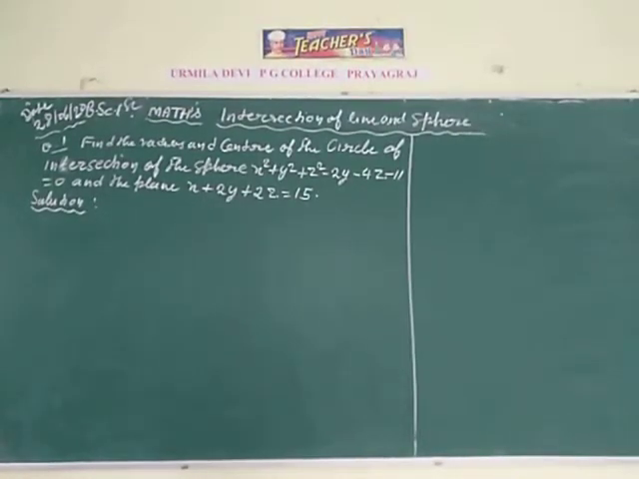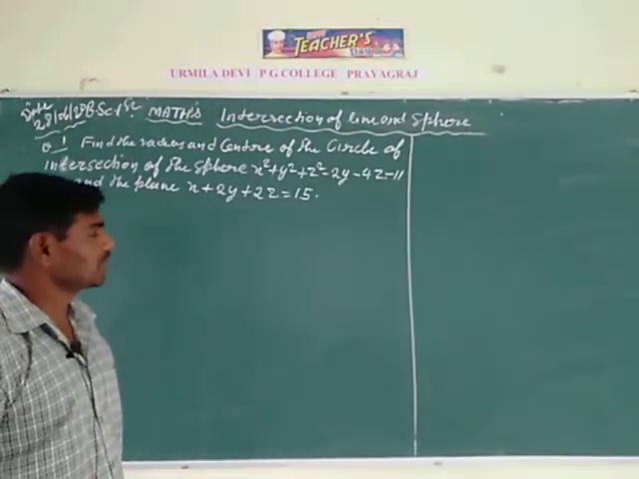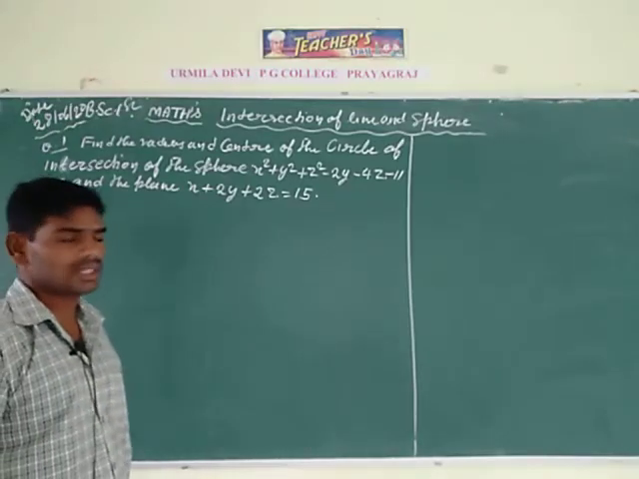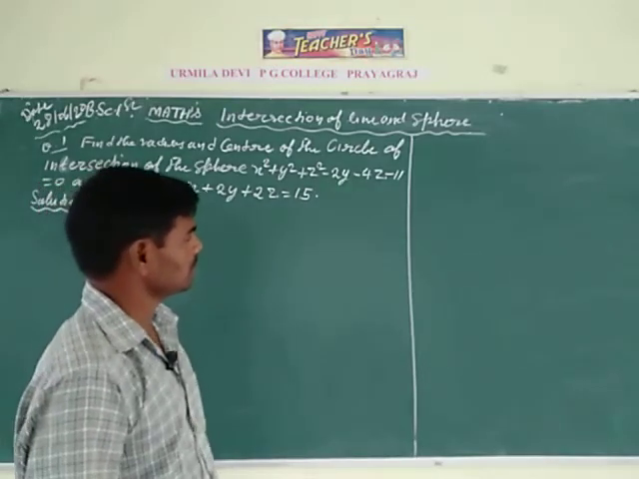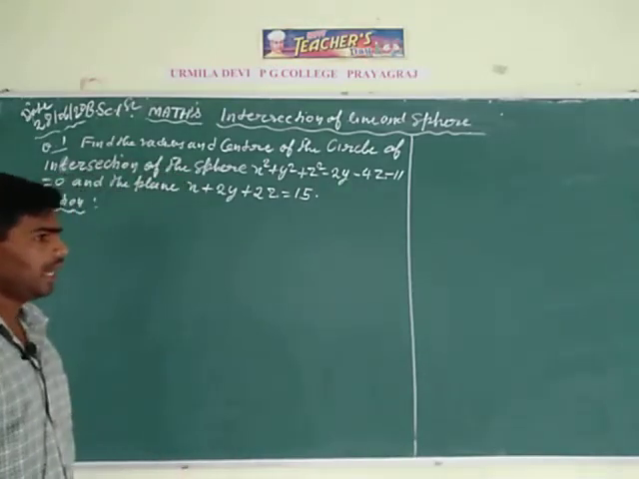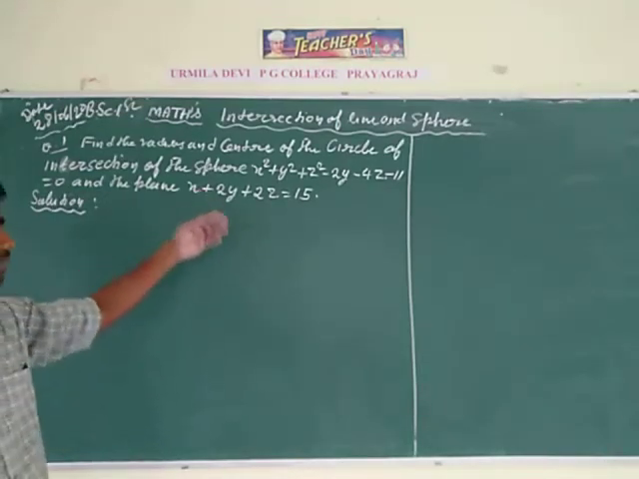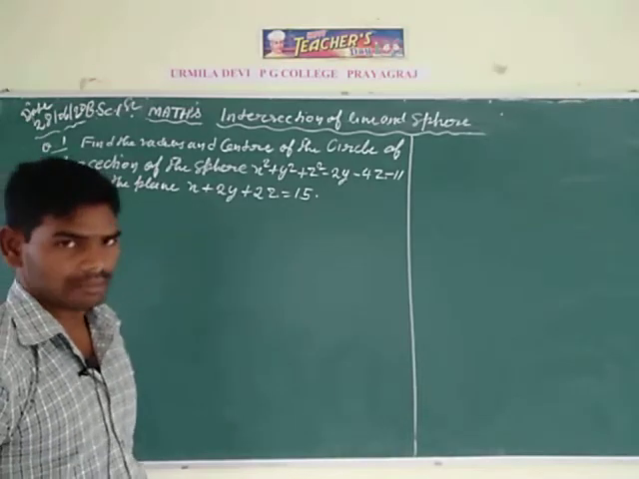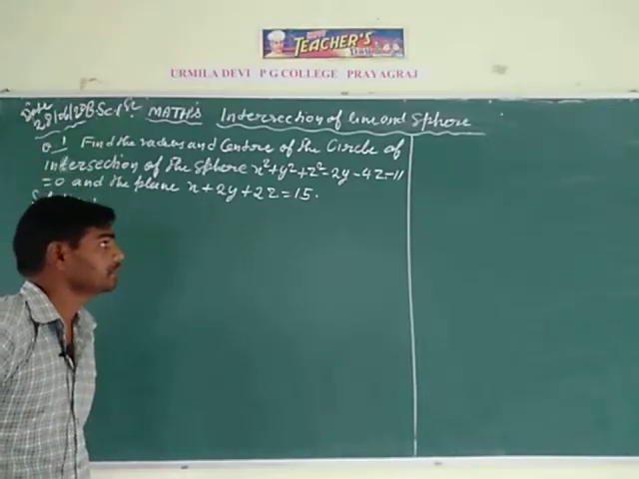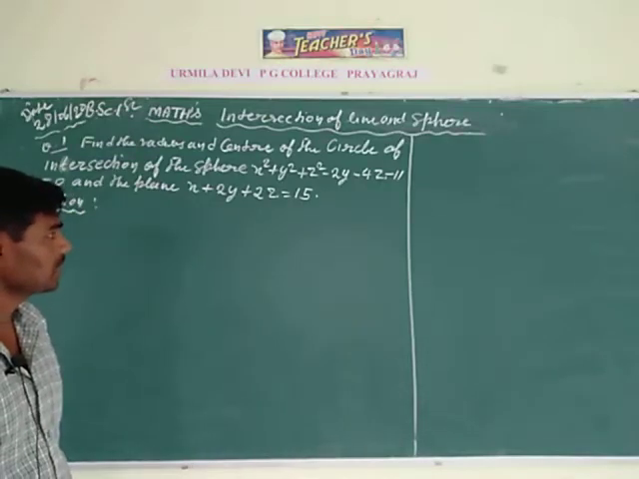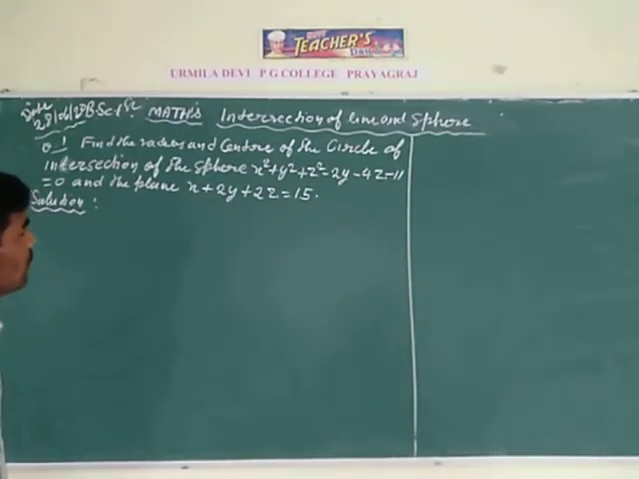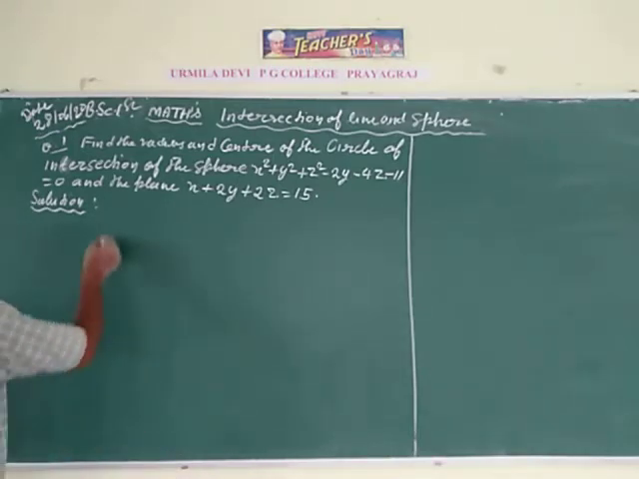In the first question, find the radius and center of the circle of intersection of the sphere x square plus y square plus z square minus 2y minus 4z minus 11 equal to 0, and the intersecting plane equation x plus 2y plus 2z equal to 15. Given the equation of the circle, you know the intersection of a sphere and a plane constructs a circle. So find the center and radius of that circle. First write the equation of the circle.